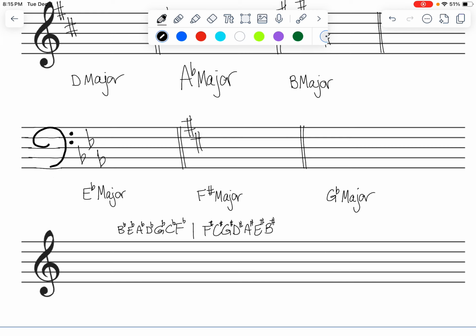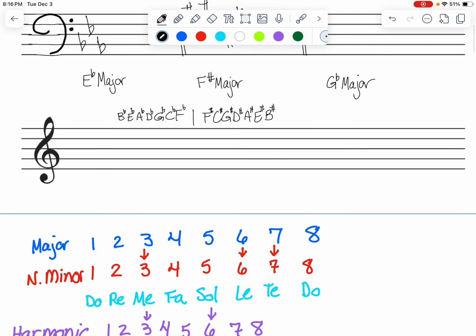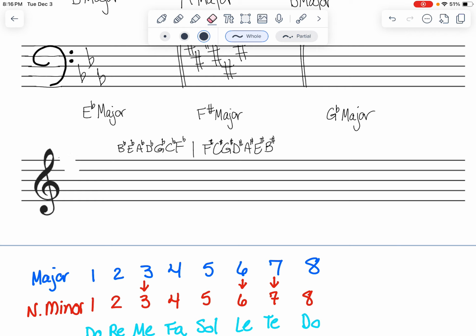F sharp, C sharp, G sharp, D sharp, A sharp, and E sharp. Because if we just went to F sharp and that's all we added, guess what? If we were to identify that, we'd go up a half step and we would get G as our key. So that can't be right.